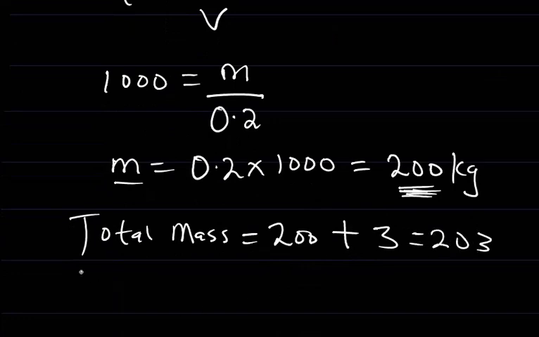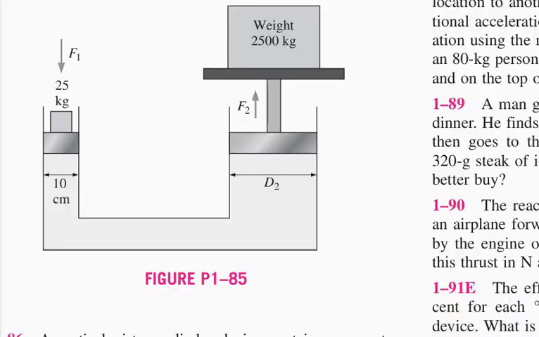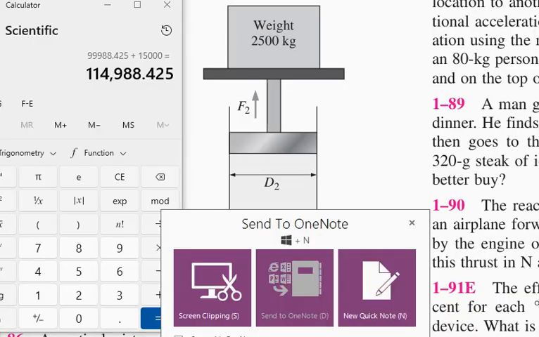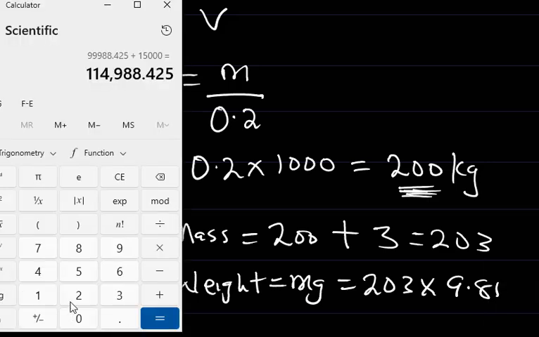We are asked to calculate the total weight. Total weight is mg, that is 203 times 9.81. Let's calculate that. Okay, so here we go: 203 times 9.81.